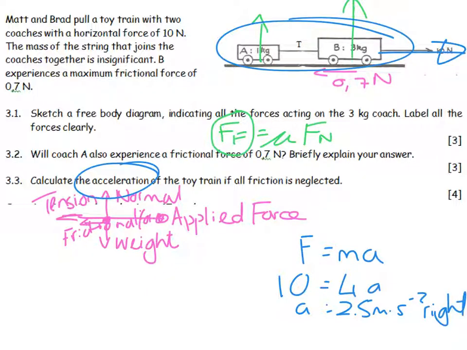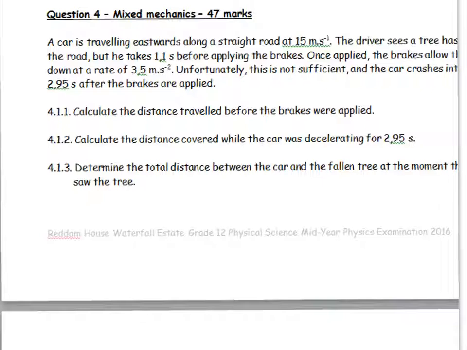A car is traveling eastwards along a straight road at 15 meters per second. The driver sees a tree in the road, but takes 1,1 seconds before applying the brakes. Once applied, the brakes allow him to slow down at that rate. Unfortunately, it's not sufficient, and he crashes into the tree that long after the brakes were applied. So let's calculate the distance before the brakes were applied.